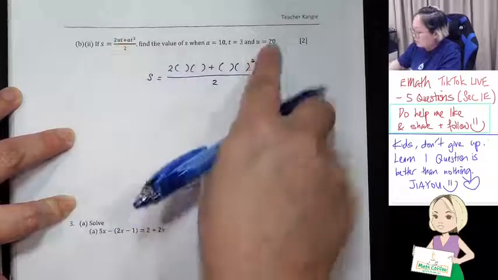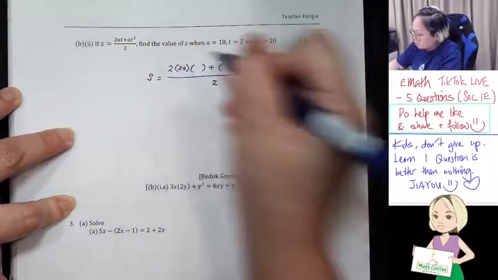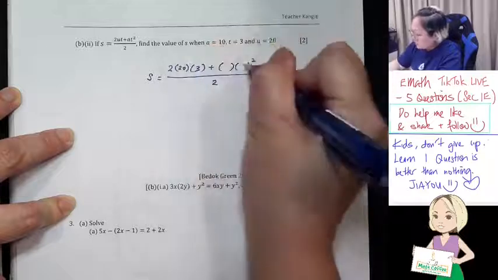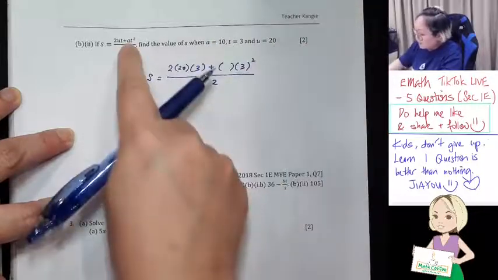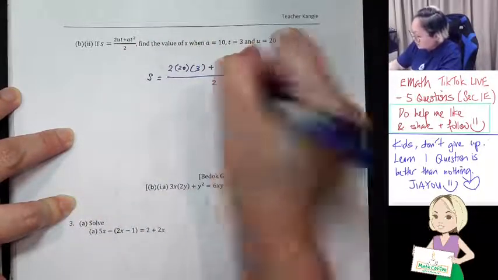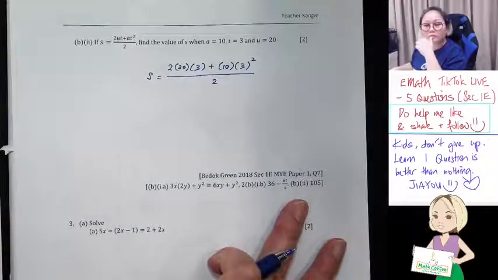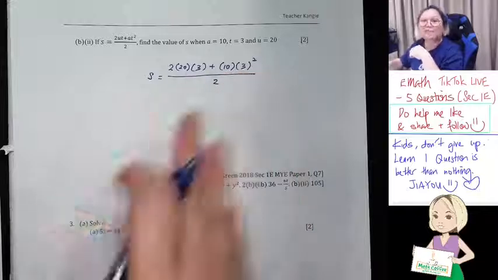U is 20, so I'm going to replace all the U to be 20. T is 3, so this is 3 and this is 3. My A is 10, I'm going to put it here. Okay, over here there's no negative number. It's still fine.